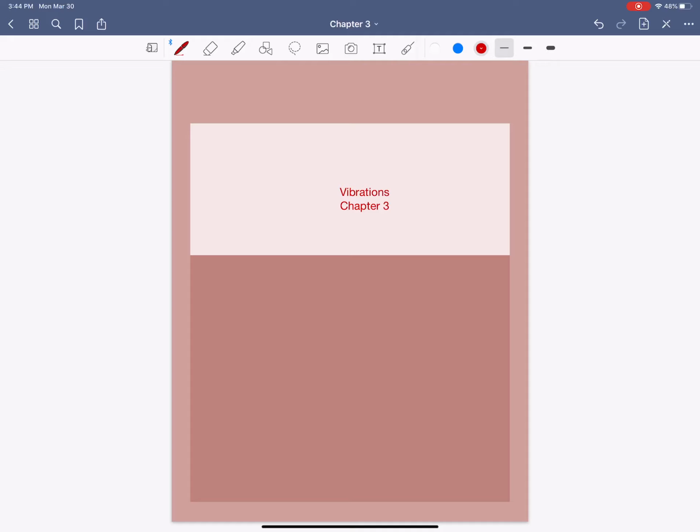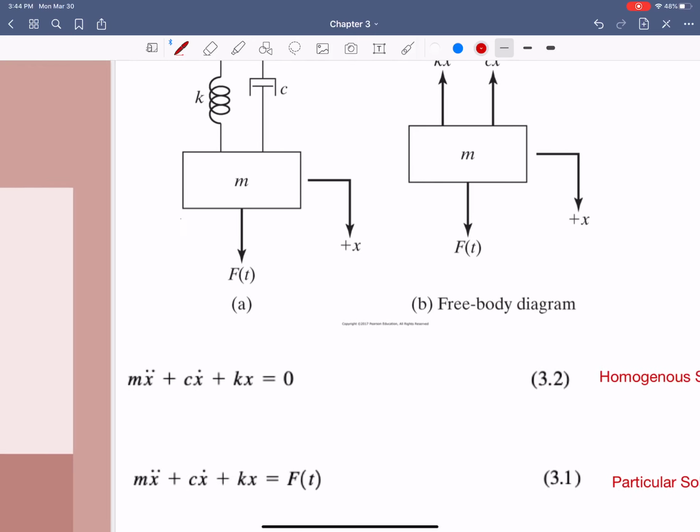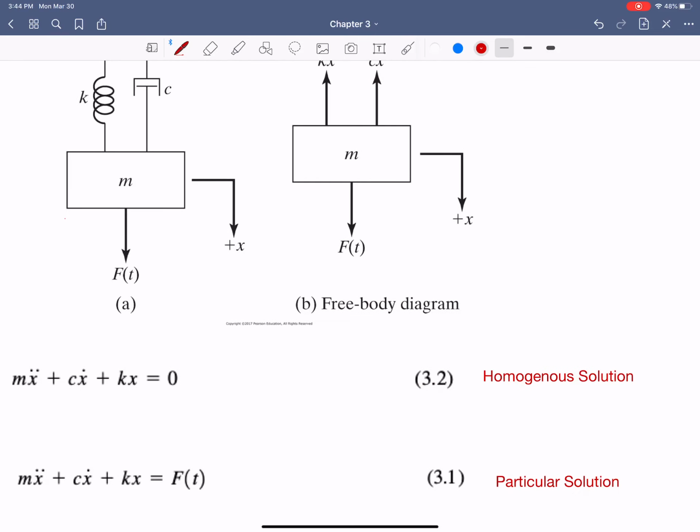Hello, engineering vibration students. We have a momentous occasion right now. We are launching into chapter 3. You are in for a treat. What's different in chapter 3 is we are going from free vibrations to forced vibrations. Specifically, not just any general forced vibration, but harmonically excited forced vibrations.